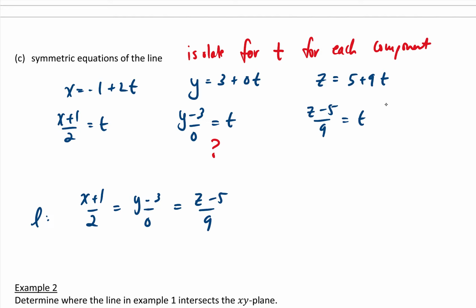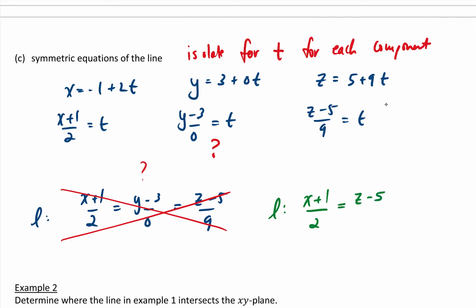However, in our example here, we have this problem. We're dividing by 0. So we're going to write this in a different format. Whenever there's division by 0 for the equation of a line, you put any of the ones together that you can. So we have (x plus 1) over 2 is equal to (z minus 5) over 9. And then we're going to use a semicolon and say that y is always equal to 3.